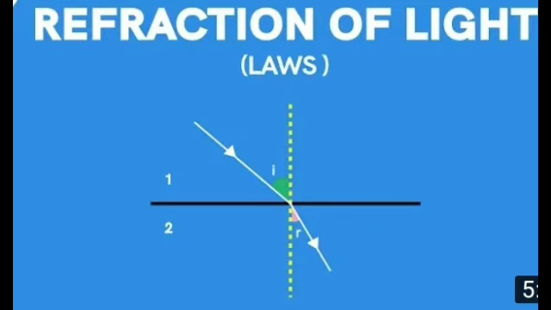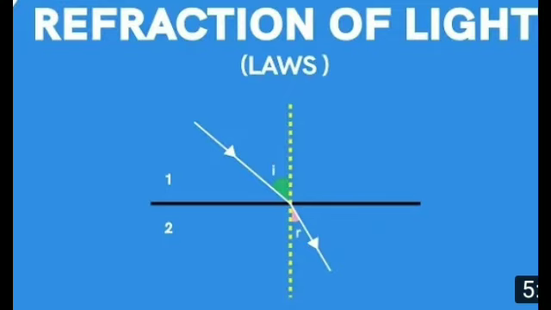Next, refraction of light. When a ray of light travels from one transparent medium into another, the path of the light undergoes deviation. This deviation of the ray of light is called refraction. Refraction takes place due to the difference in the velocity of light in different media. The velocity of light is more in a rarer medium and less in a denser medium. Refraction of light obeys two laws.